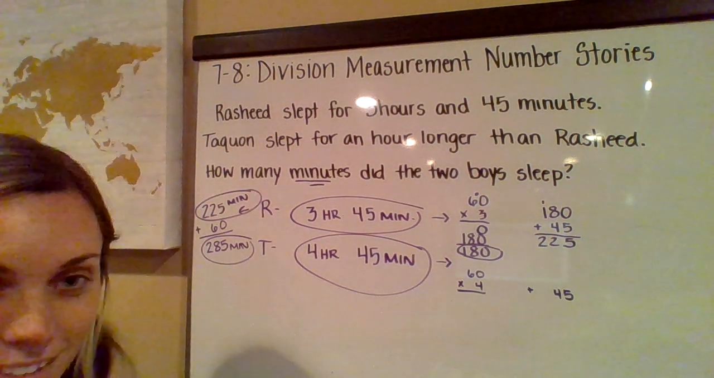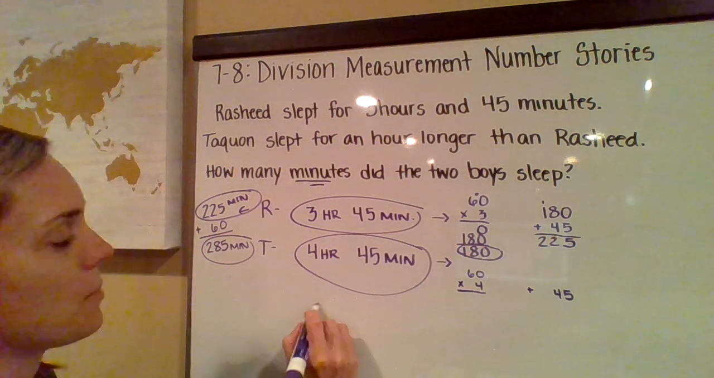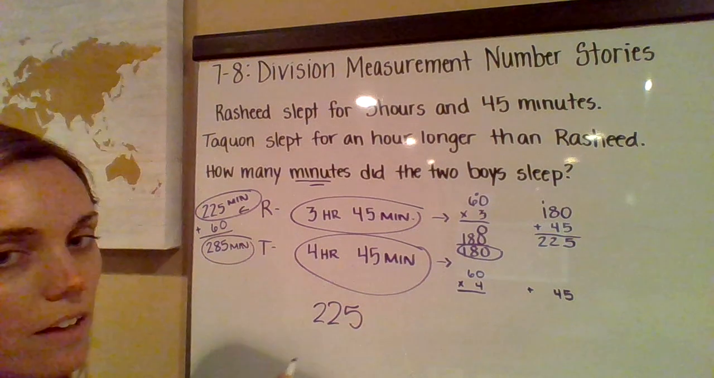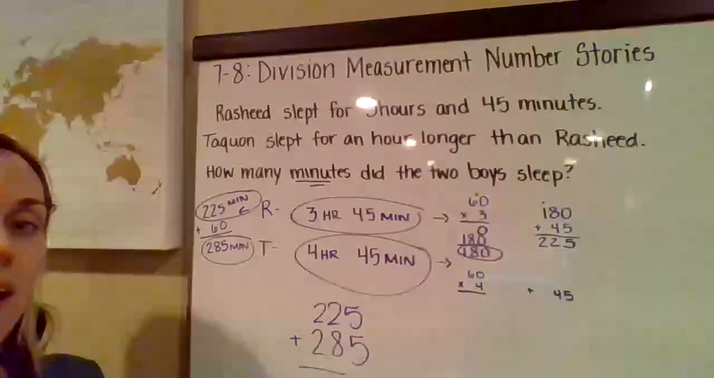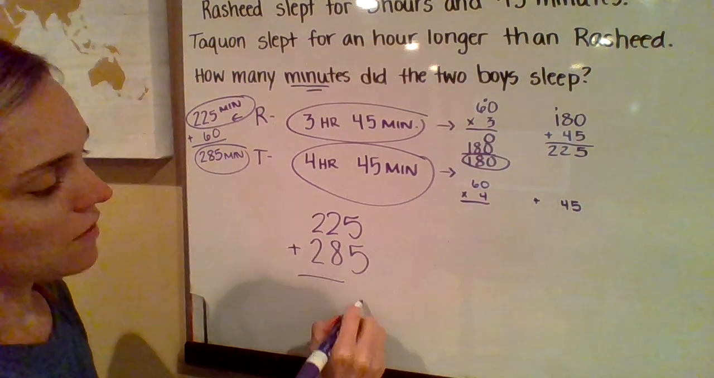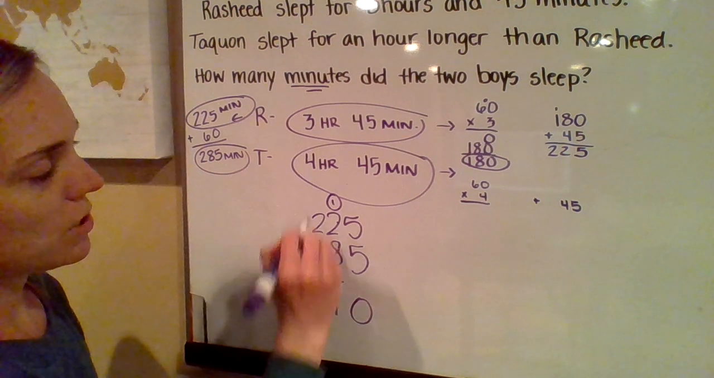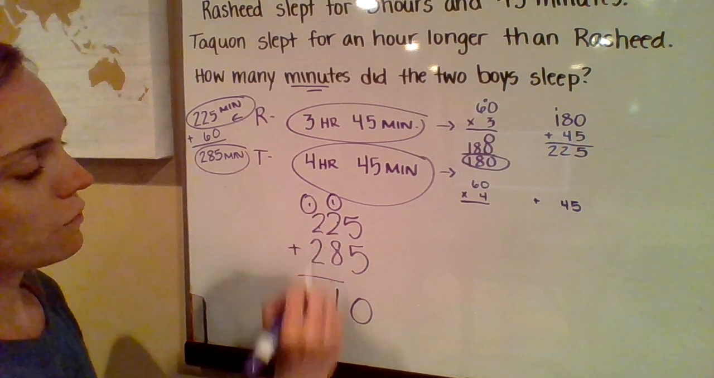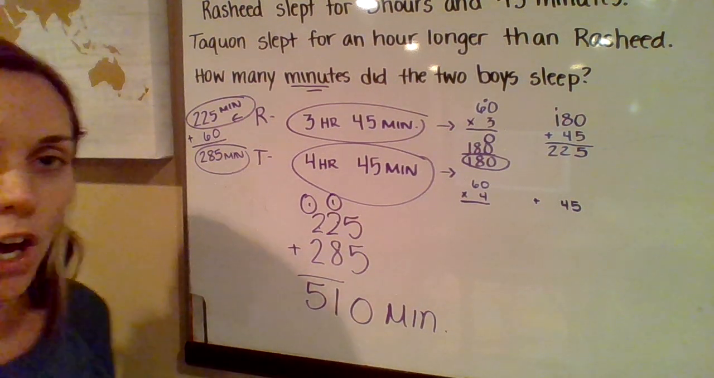I am not done. I need to answer the question. So how many minutes did the two boys sleep? I'm going to add 225 plus 285. And that's how I'm going to get my answer. 5 plus 5 is 10. 0, carry my 1. 3, 8 plus 3 is 11. Put down my 1, carry my 1. 2 plus 2 is 4, plus 1 is 5. They slept for 510 minutes altogether.